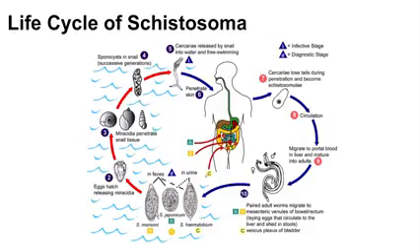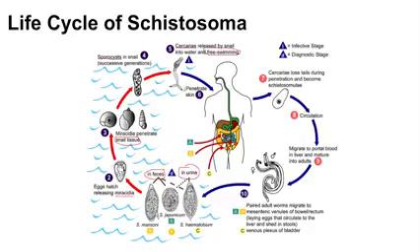If we start at the egg stage, the eggs can be carried in the feces and urine from infected individuals. These eggs can be released into water and then hatch into what we call miracidia. Miracidia can then penetrate into snail tissue, their intermediate host, the snail. Eventually, what we call sporocysts begin to accumulate in the snail, and then cercariae are released from the snail into the water, and these cercariae are free swimming.